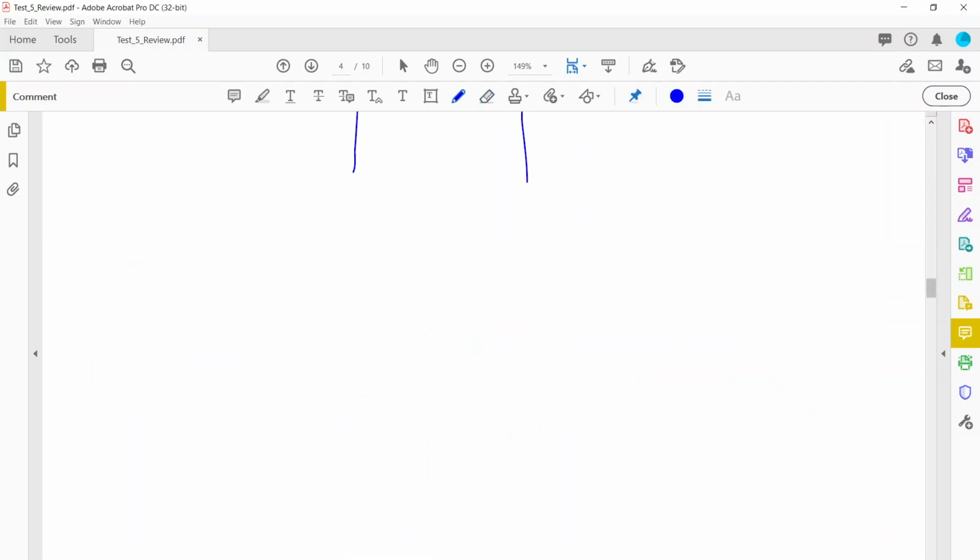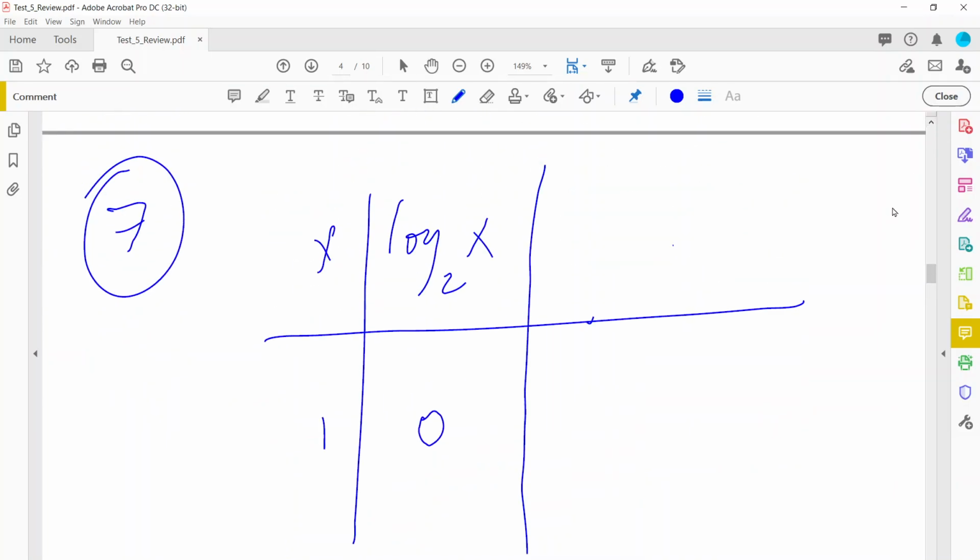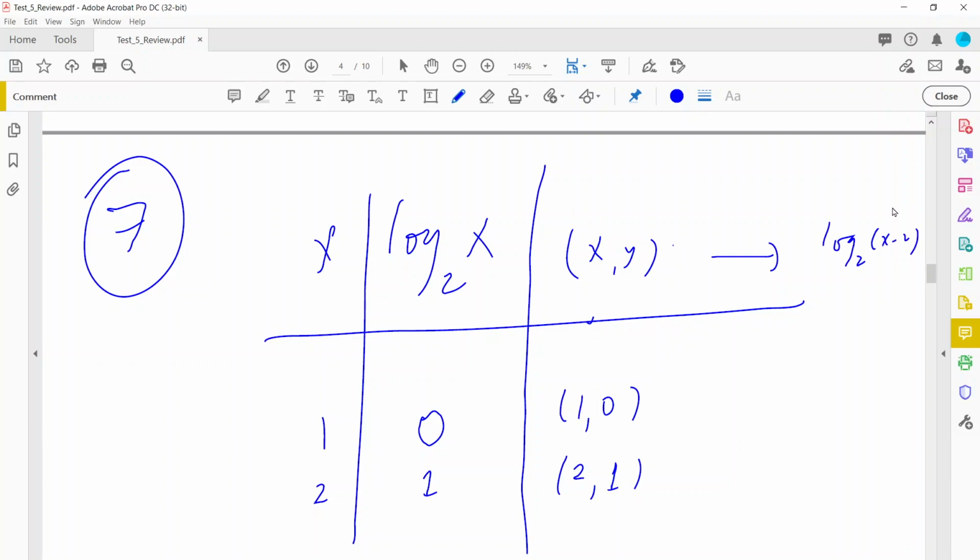As you can see here, the point x, y on this graph would be 1 0. Choose something else like 2, then this function gives you 1, so that's 2 1. So when you go to log base 2 of x minus 2, you have to shift this point 2 units to the right, so that becomes 3 0, and this point becomes 4 1, and these points will be on the graph of this function.